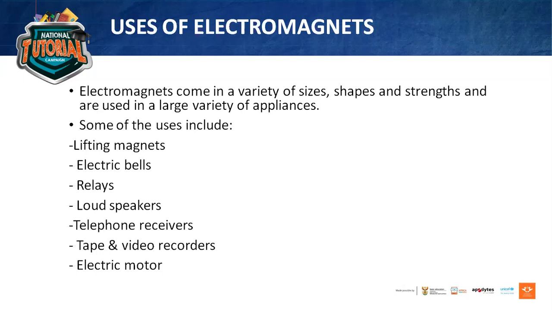So now we're moving on. It says here, electromagnets come in a variety of sizes, shapes, and strengths, and some are used in a large variety of applications. Some are used in lifting magnets, electric bells, relays, loudspeakers, telephone receivers, tape and video recorders. So electromagnets are used a lot in all these applications.